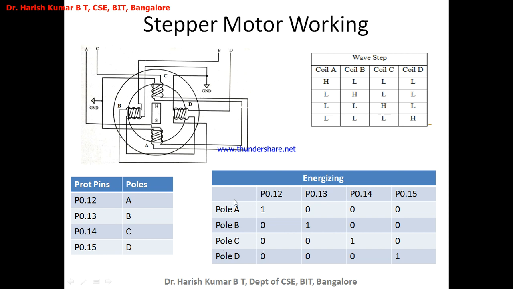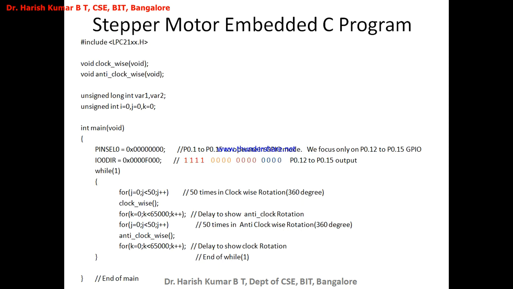And if I repeat the process of energizing A, B, C, D for 50 times, 50 into 7.2 will give you 360 degree. The stepper motor will rotate in one full rotation, or it will cover 360 degree. So that I'll show you in my program. Yeah, this is the program.